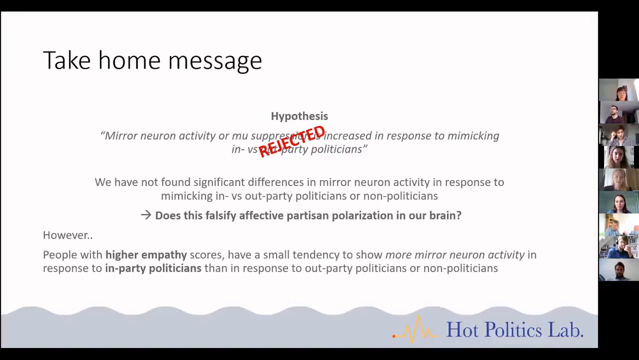However, I would like to mention again that people with higher empathy scores have a small tendency to show more mirror neuron activity in response to in-party politicians than in response to out-party politicians or non-politicians, which is also quite interesting. I think this definitely calls for further investigation. Obviously, this is a pilot, yet I think it's a really interesting topic, and this should definitely be investigated more in depth.